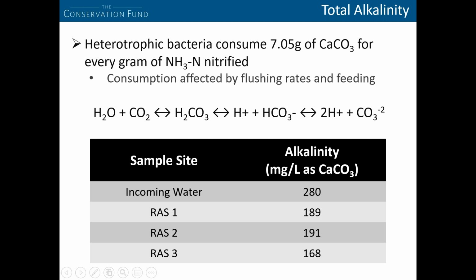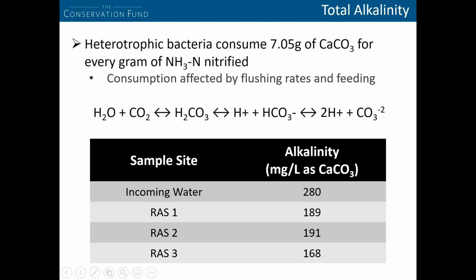Alkalinity is consumed at a greater rate with high feed loading and low flushing conditions in RAS. So we supplement with sodium bicarbonate to maintain concentrations. Something to note is if your facility has soft water, then you'll also need to supplement with sodium bicarb to increase the alkalinity concentration of your system.